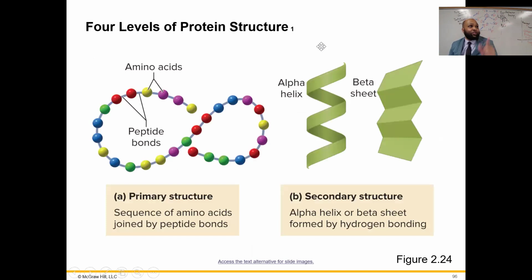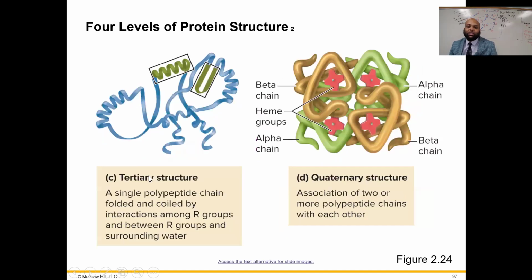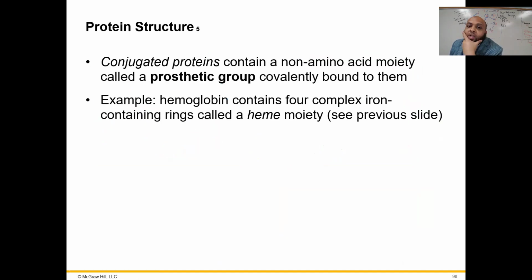So that's the primary structure. You see, beads on a string, the sequence of the amino acids. Then they roll on themselves to make an alpha helix or a ribbon-like beta pleated sheet. Then in the tertiary structure, you have folding from interactions between the R groups, and in the quaternary structure, you have four subunits, two beta and two alpha. There are prosthetic groups that are covalently bonded to them.